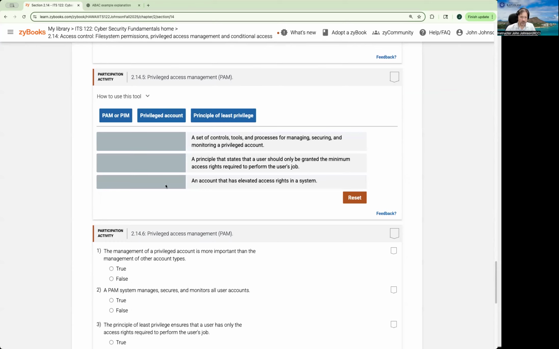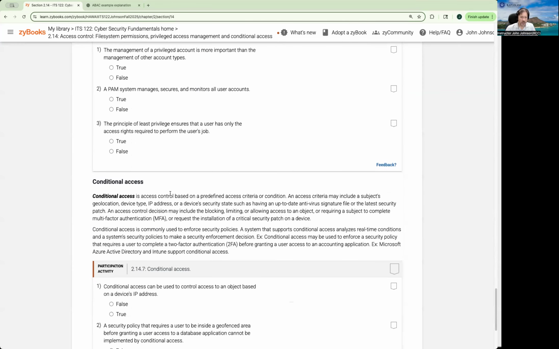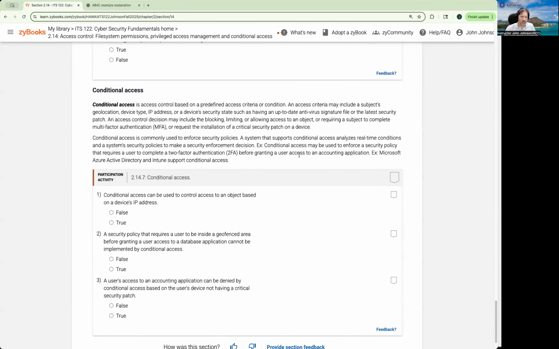And then we have mix and match for this and questions. Then we have conditional access here. Conditional access is access controlled based on a predefined access criteria or condition. An access criteria may include a subject's geolocation, device type, IP address, or a device's security state, such as having an up-to-date antivirus signature file or the latest security patch.